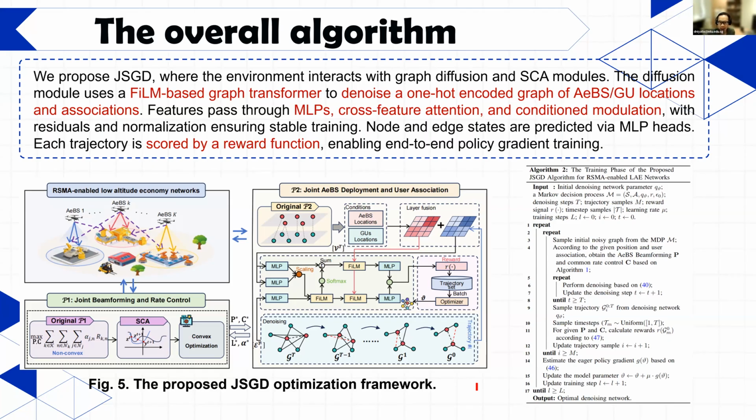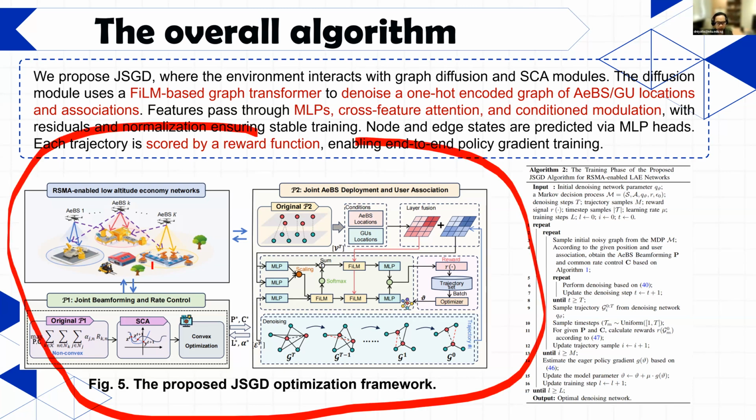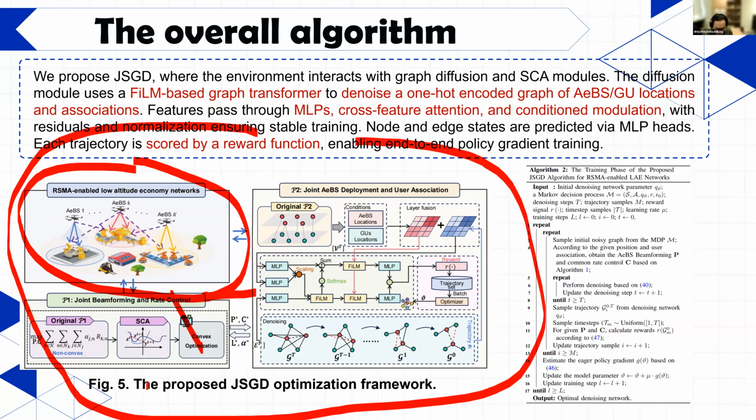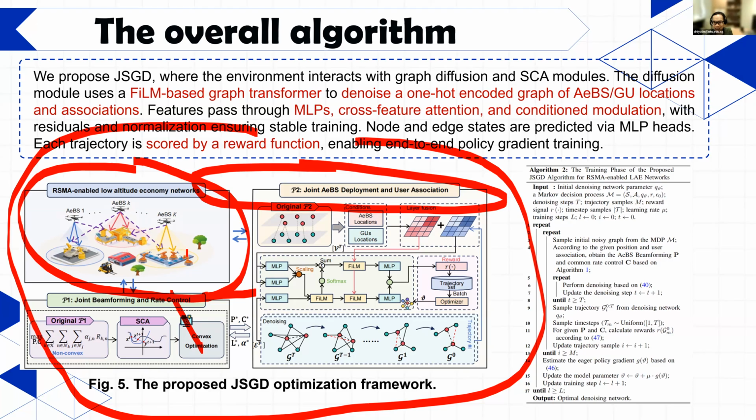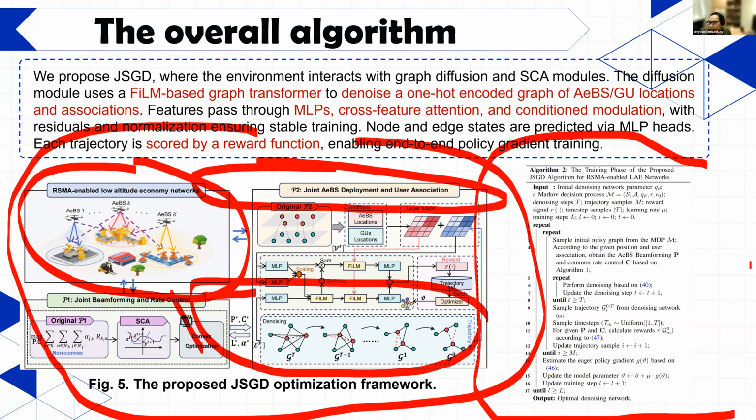So this is the structure of the proposed framework, where we have the original problem of the RSMA UAV matching and power control decomposed into two sub-problems. And the sub-problem which is very hard to solve, that is the base station deployment and user association, is solved based on graph generation using the diffusion model. We have the details of the algorithm provided in the paper.